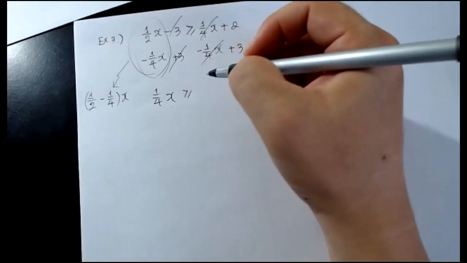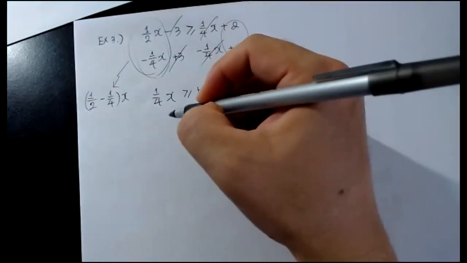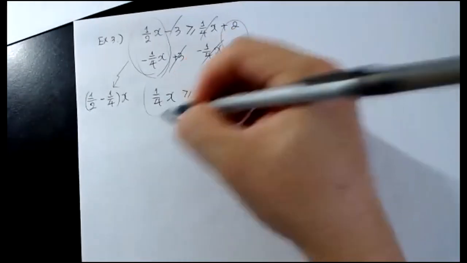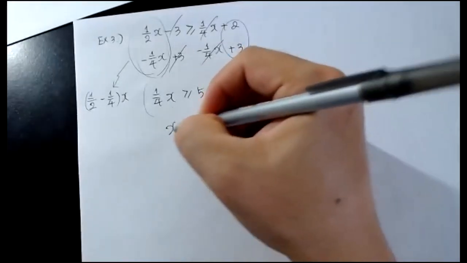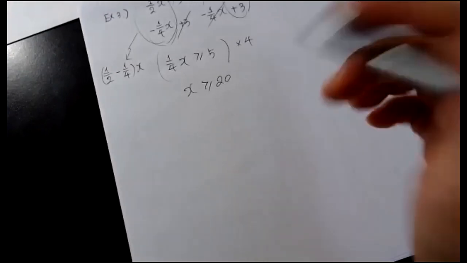Okay, and then it's greater than or equals 5, right? Because 2 plus 3 is 5. So then we multiply by 4, and we're going to get x is greater than or equals 20. So now we just simplify the inequality.